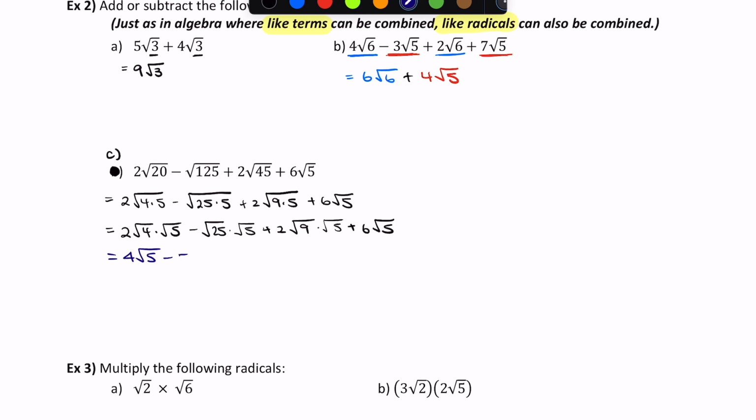Square root 25 will give us 5, square root 5. Square root 9 will give us 3. So 2 times 3 will give us 6, square root 5. And we have 6 square root 5. So now here we see that all of them have square root 5 and they're all like radicals. So we can combine them all together and we get an answer of 11 square root 5.